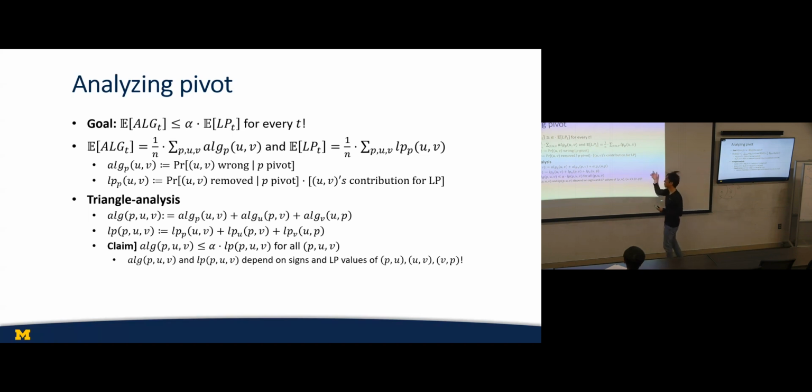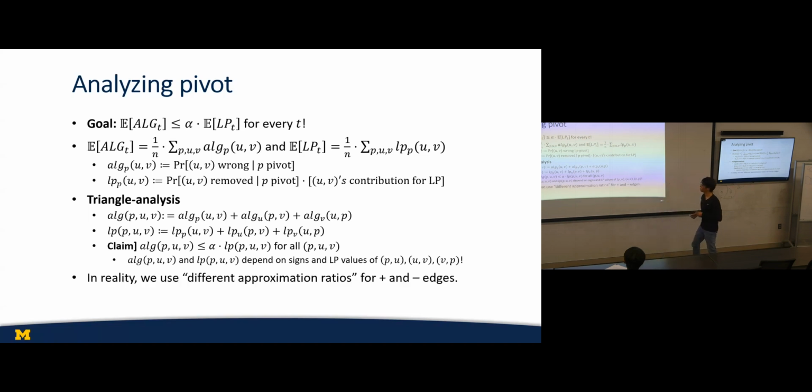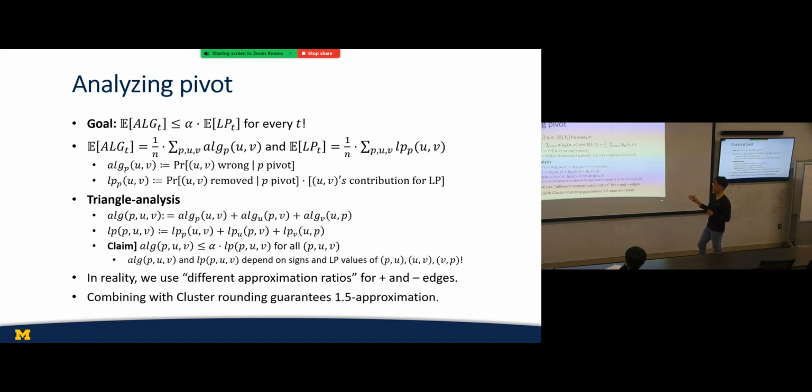If you look at this claim, it's now a constant size claim because it holds for every triangle, and each triangle is described by three signs of the edges and three LP values. So it's just a constant size claim. You can just prove this via brute force, and that finishes the whole analysis. Of course I'm not showing you much, but if you just stop there, then at least we got a 1.5 approximation. Okay, so that was good.